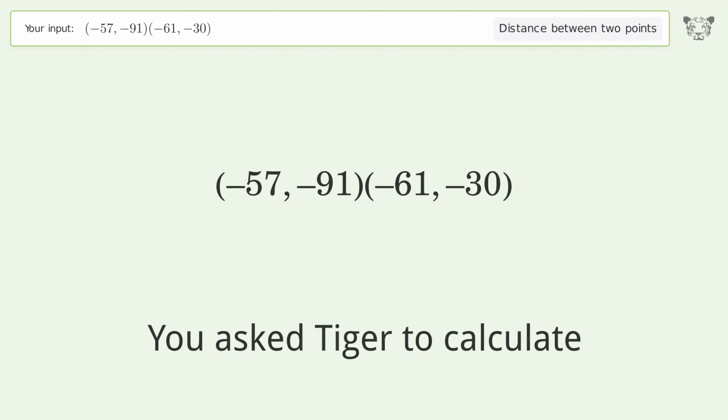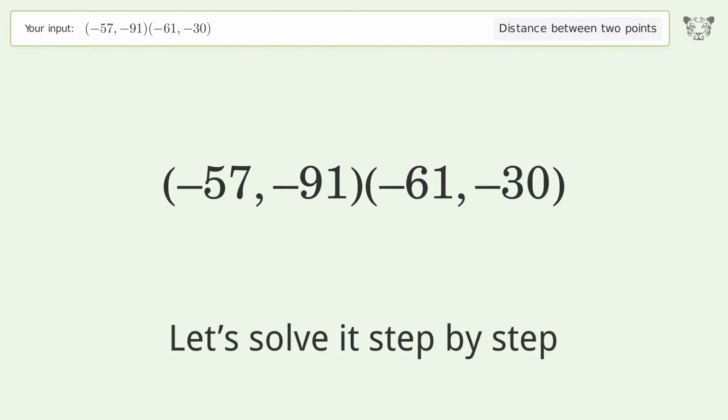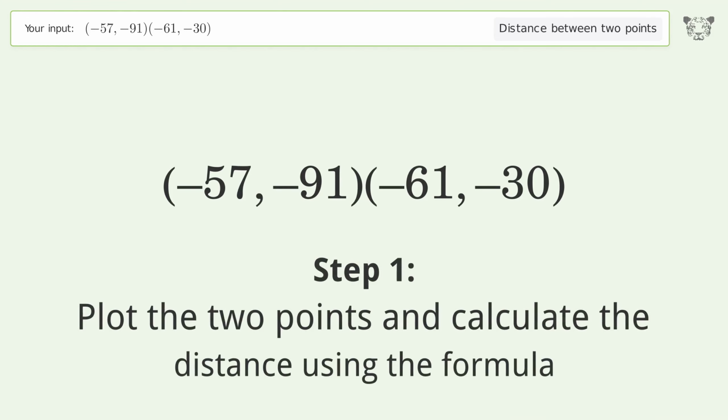You ask to calculate the distance between 2 points. The distance between the 2 points is the square root of 3737, or 61.131. Let's solve it step by step. Plot the 2 points and calculate the distance using the formula.